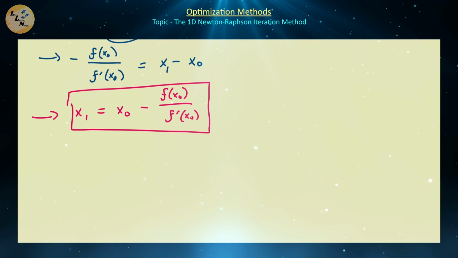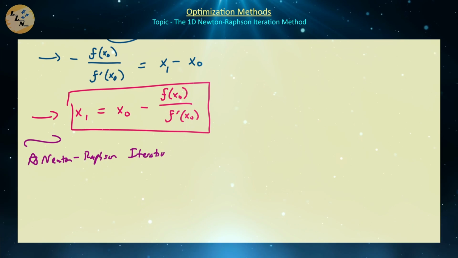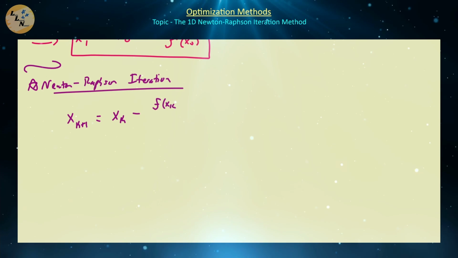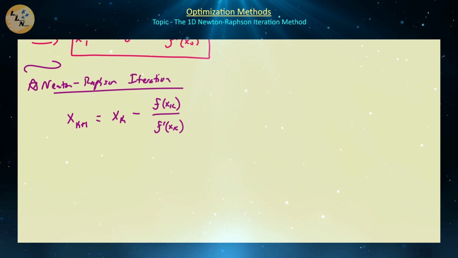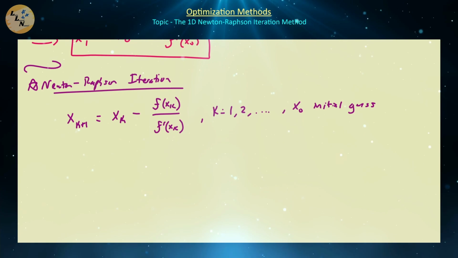Now, how do we find x2? Well, you just replace x0 with x1 and x1 with x2, and that gives you the formula for x2. So now we can state formally the Newton-Raphson iteration method. So the Newton-Raphson iteration method pretty much is the generalization of this formula. So xk plus 1 is going to be equal to xk minus f of xk divided by f prime of xk, where k is equal to 1, 2 onwards, and x0 is an initial guess, ideally in some neighborhood of the true solution. So under certain conditions, this sequence should converge to the true solution.